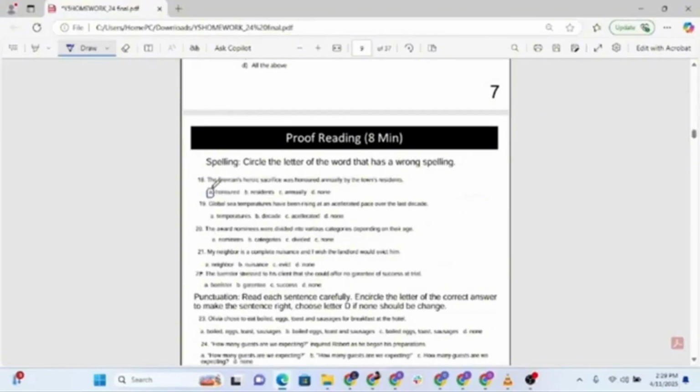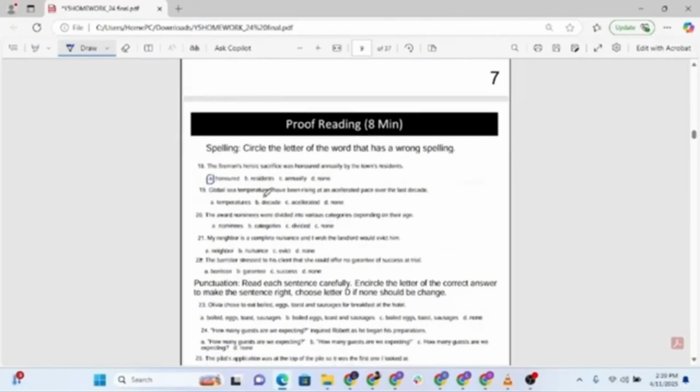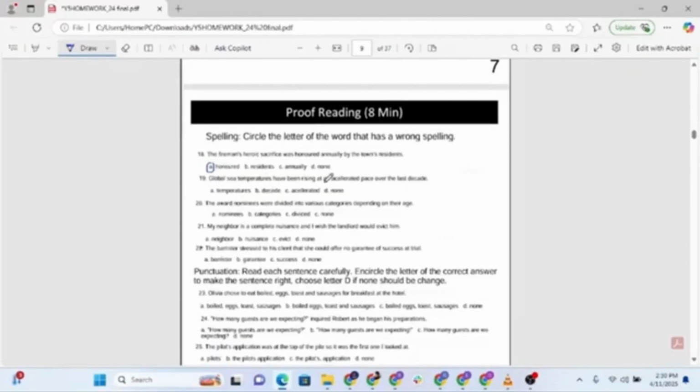Explanation. Honored is the British English spelling. In American English, it should be spelled without the letter U, as honored. Question 19. Global sea temperatures have been rising at an accelerated pace over the last decade. The correct answer is option C, accelerated. Explanation. The correct spelling is accelerated with only one letter L. It should not be spelled as accelerated with two L's.